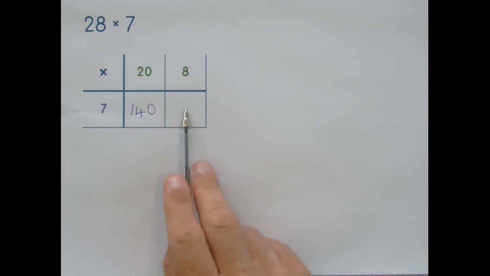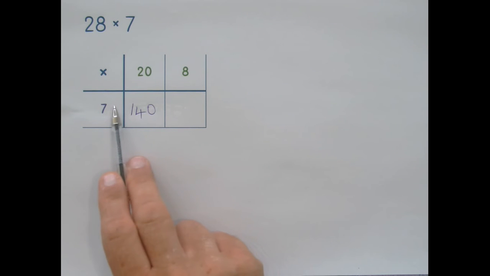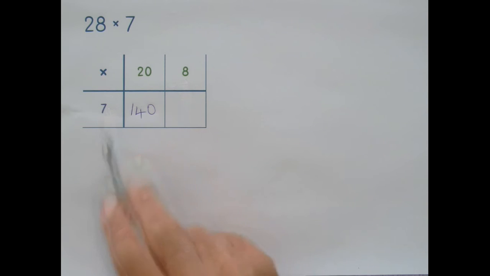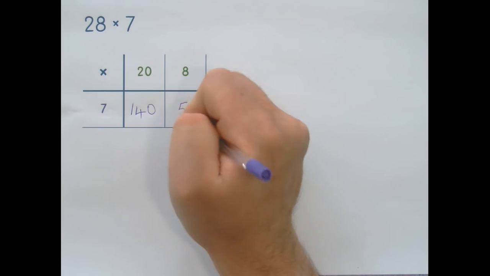This box then here, well, look above, you've got 8. Look to the left, on this side here, you've got 7, right? So the two numbers that you're going to multiply this time are 8 times 7. 8 times 7 is 56.